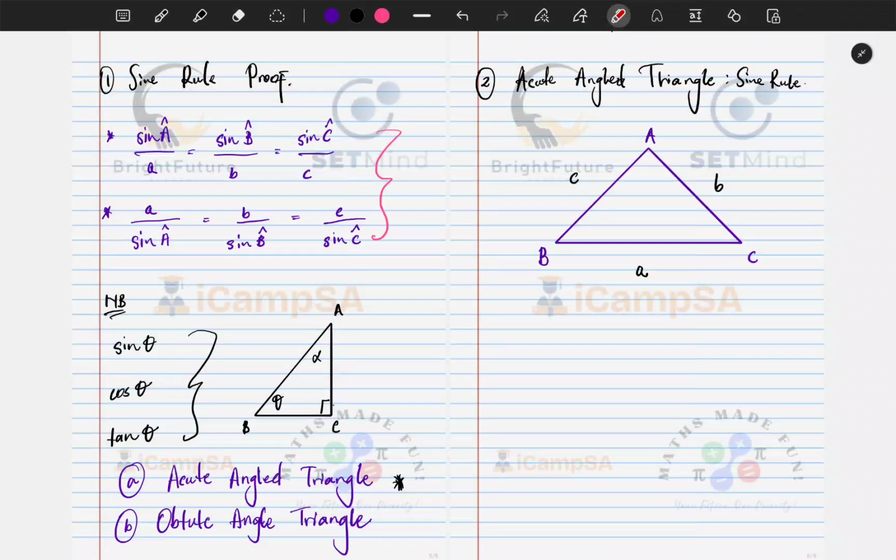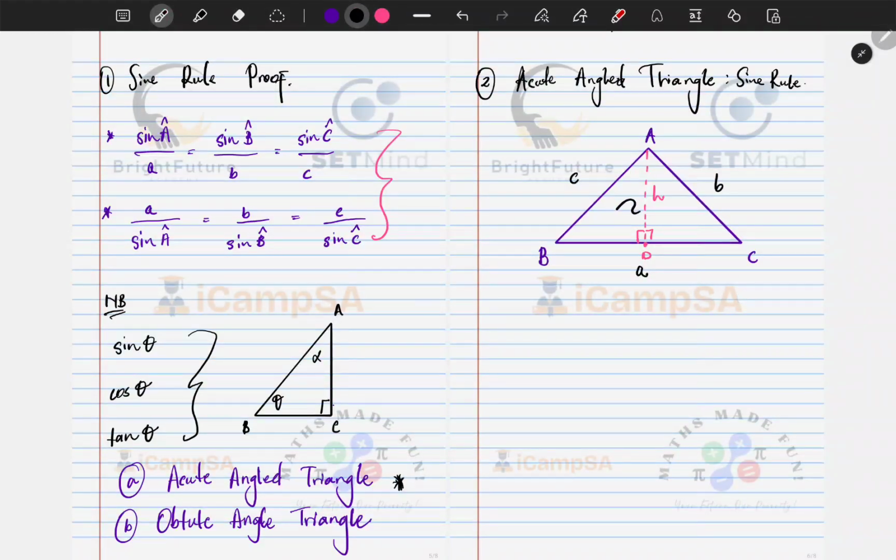Now, in order for me to start proving this, I'm going to construct what is called a common height, right? So this will cut this triangle into two halves, and here it's going to form a 90-degree angle. And then I'm going to call this height H, and I can call this point D.